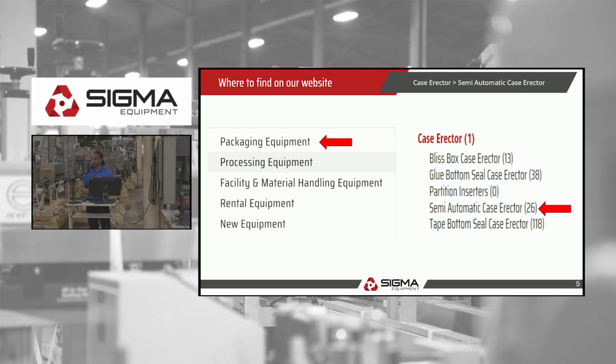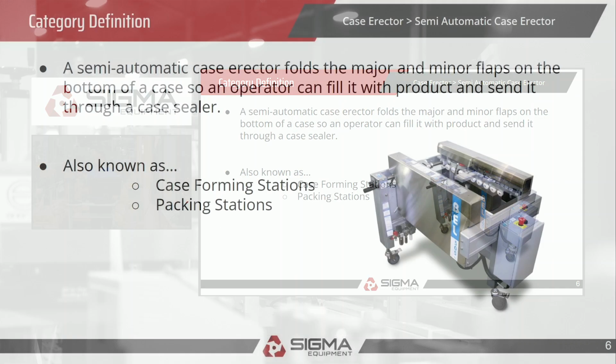So where to find this on our website. This is going to be under packaging equipment. And then from that, you're going to see the category case erectors, and it's going to be a subcategory, semi-automatic case erector.